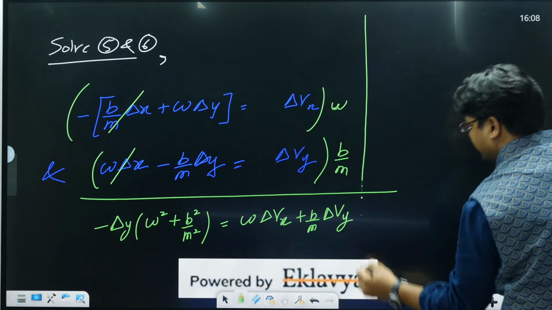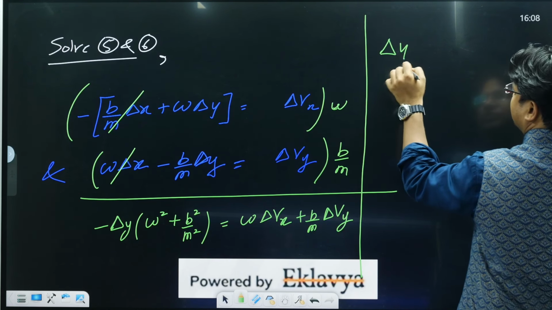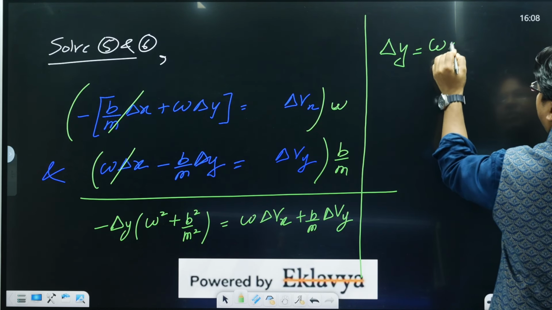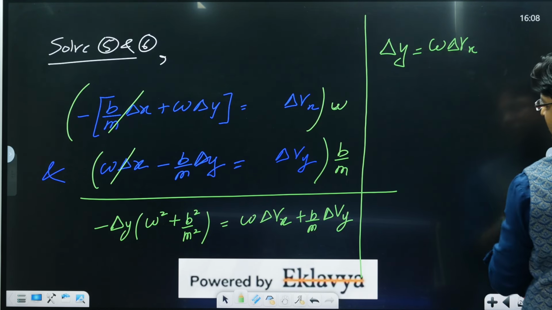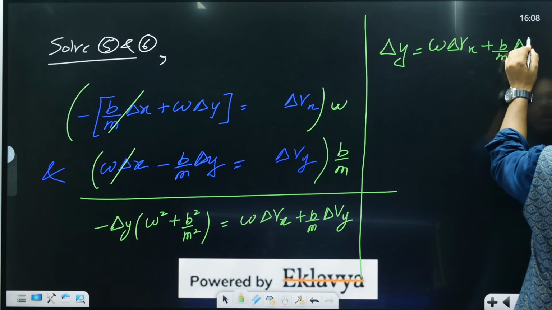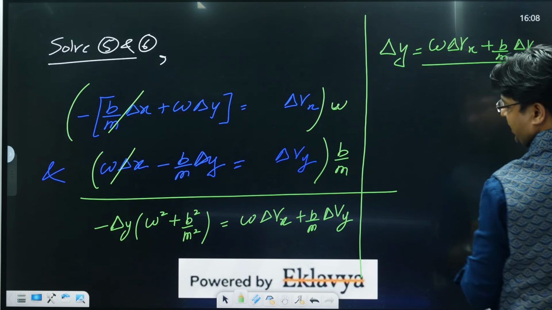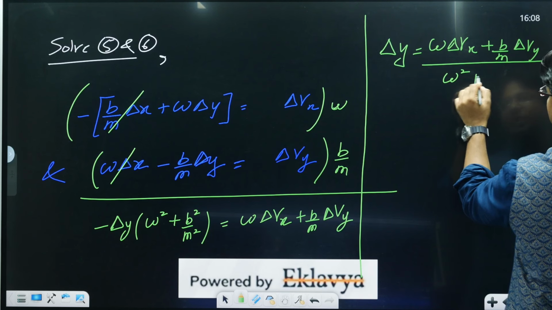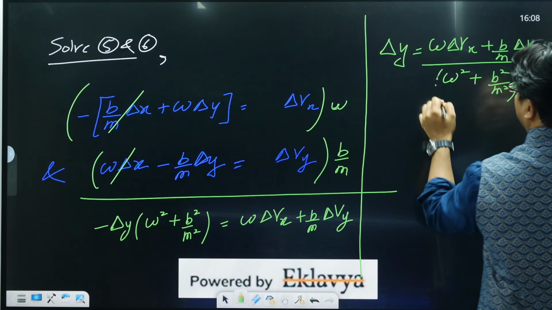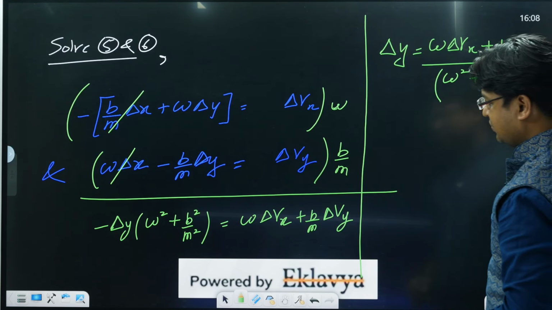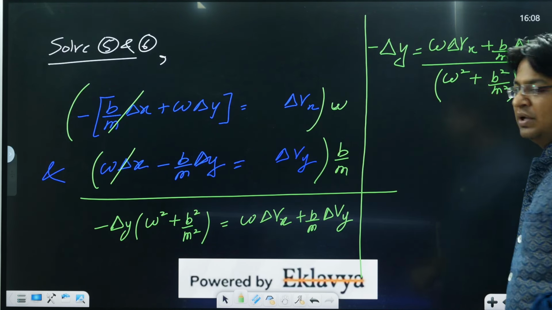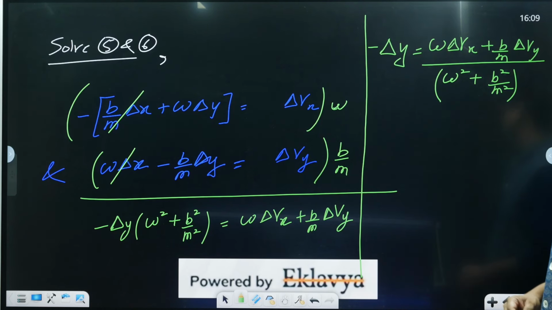Let me write it here. So delta y would be omega delta Vx plus B by M delta Vy divided by omega square plus B square by M square. Okay, with a negative sign actually. This is minus delta y, so there is a negative sign too. So this is delta y.